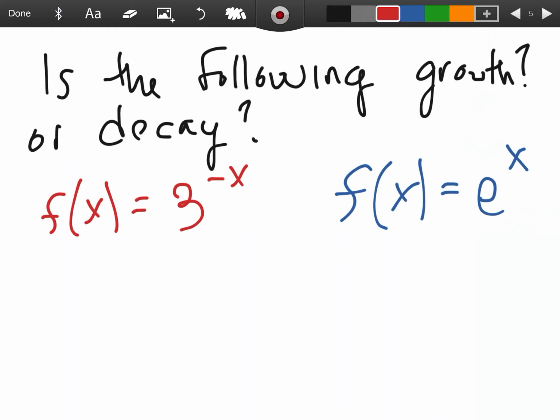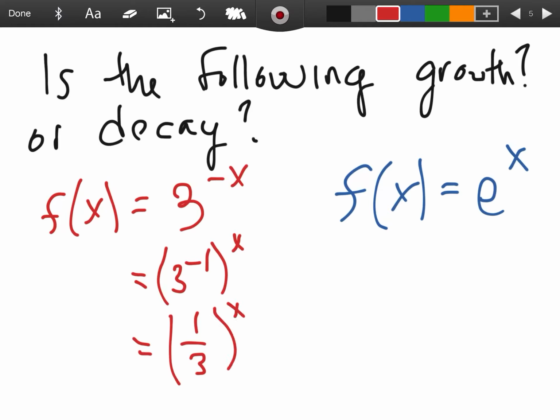Is the following growth or decay? So is this exponential growth or decay? Looking at this first one, I have 3 to the negative x. Don't just get caught up in looking at, oh, look, I have 3 to the negative x. 3 is greater than 1. It's growth. It's 3 to the negative x. We could rewrite that as 3 to the negative 1 to the x. Well, what is that the same thing as? That's the same thing as 1/3 to the x.